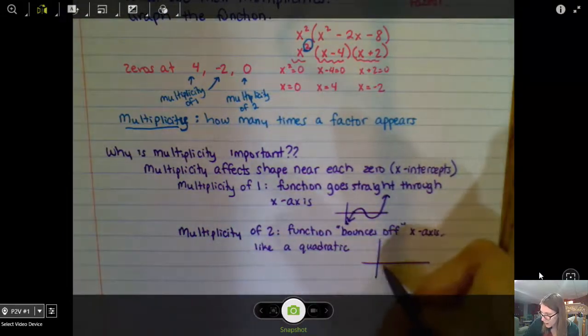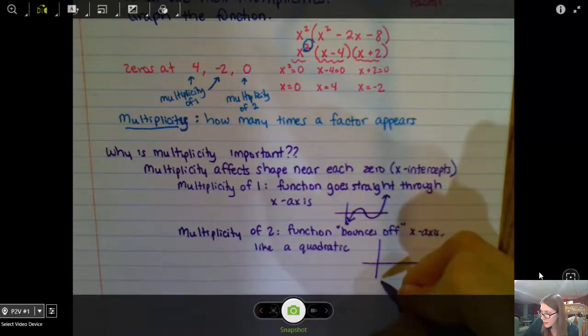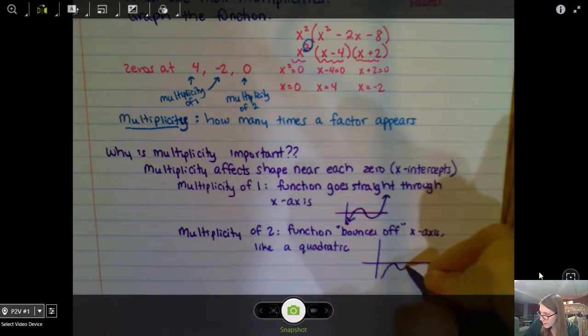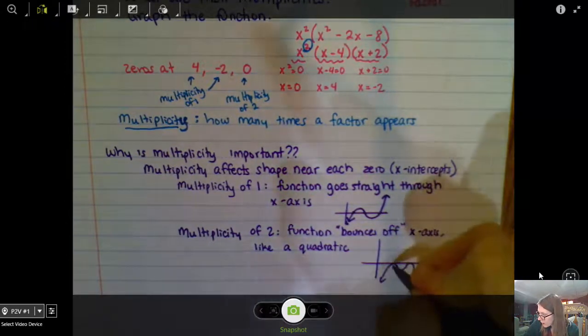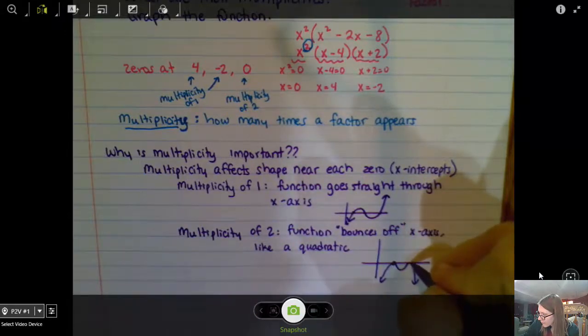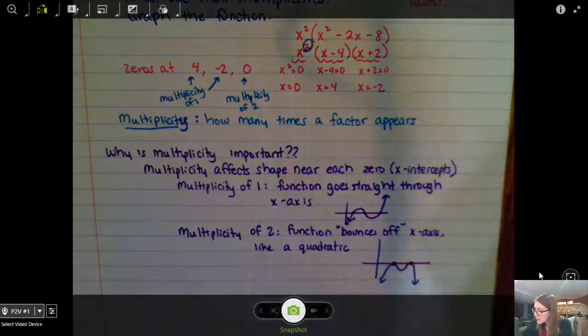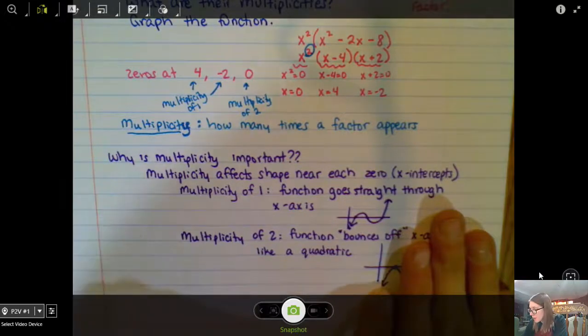All right, so let's say here I have a polynomial function. Let's do a quartic function here that has 2 x-intercepts. If my graph looked like this, I would know that each of these zeros has a multiplicity of 2. Because if you look at just this little tiny chunk here, that looks like a parabola. This looks like a quadratic. We hit the x-axis and we bounce off.